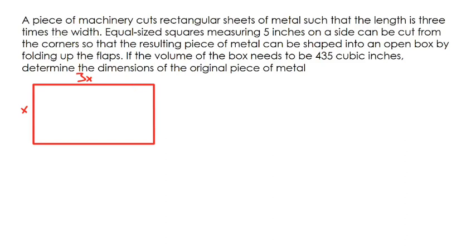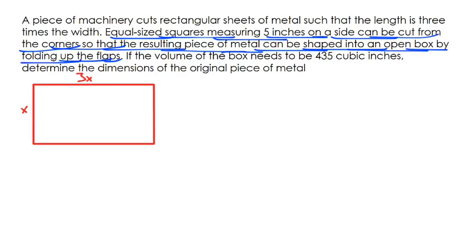But then it says, and I'm going to do this part in blue, equal-sized squares measuring 5 inches on a side can be cut from the corners so that the resulting piece of metal can be shaped into an open box by folding up the flaps. What it means is if I cut out a little square from this corner that's 5 by 5, and do the same thing in all the corners, you would have basically a net for an open top box.